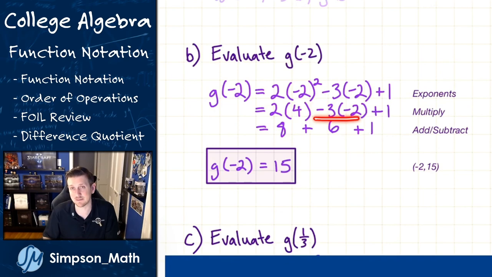A negative 6 times a negative 2 is a, sorry, misspoke. Negative 3 times a negative 2 is a positive 6. So then we add those up, and we end up that g of negative 2 is 15. So that means if I plug in a negative 2, out's going to pop a positive 15. So negative 2, 15 would be that ordered pair.